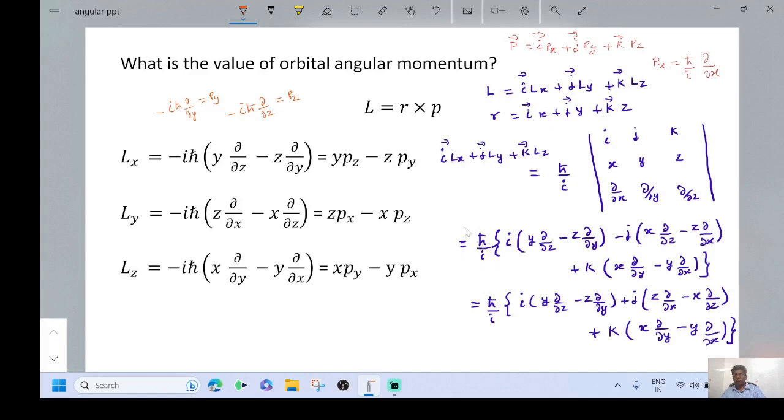Here h cross by i is modified as minus i h cross. We know that minus i h cross dou by dou z is Pz. Minus i h cross dou by dou y is Py. So this is modified as y Pz minus z Py. In the same manner, we have written all other things.